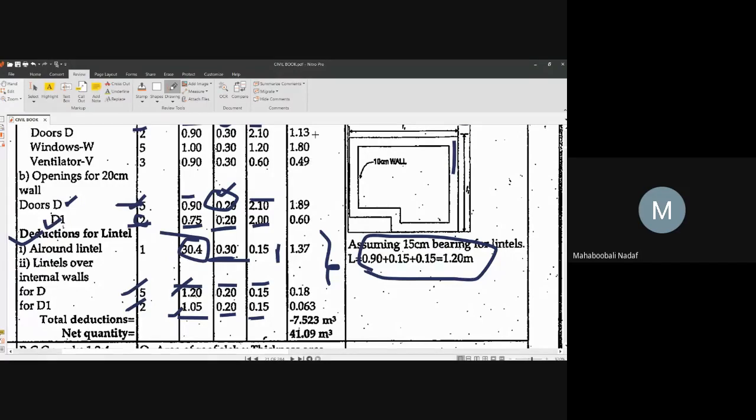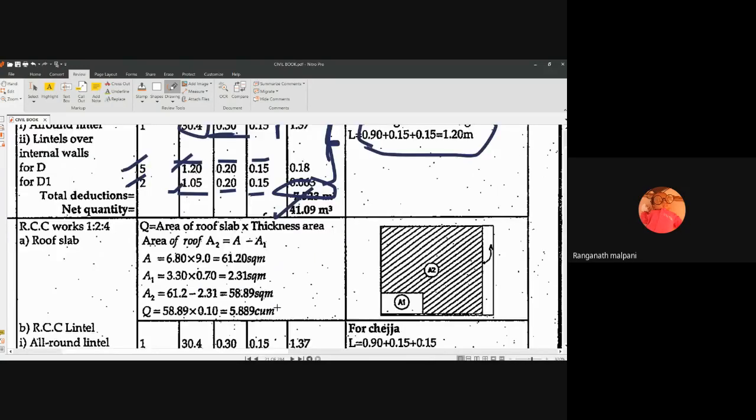All these are deductions. Doors, windows, ventilators, lintel, everything are deductions for which part? Deduction for brickwork. So all that deduction is 7 point something. In the total, if you minus that 7.15, you are going to get 41.09. Is that okay? Yes, sir. Okay now.